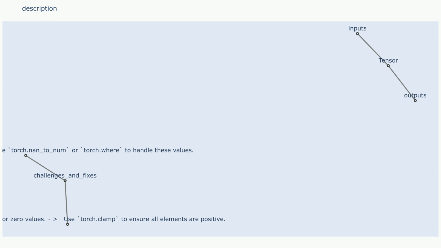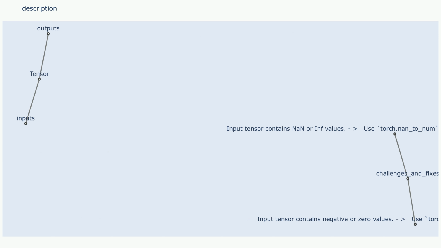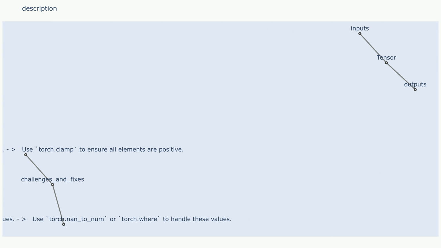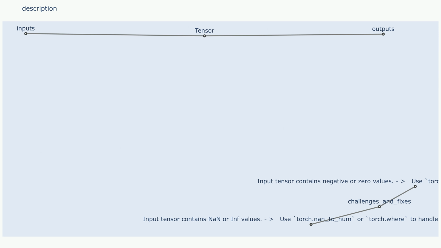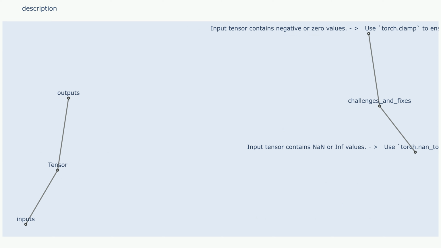Outputs. Output: a PyTorch tensor of the same shape as the input tensor. Details. The output tensor contains the natural logarithm of each corresponding element from the input tensor. Steps. Step 1. The torch.log function iterates through each element in the input tensor. Step 2. For each element, it calculates the natural logarithm using the mathematical function log(x), where x is the element's value. Step 3. The calculated logarithm values are stored in a new tensor of the same shape as the input tensor.